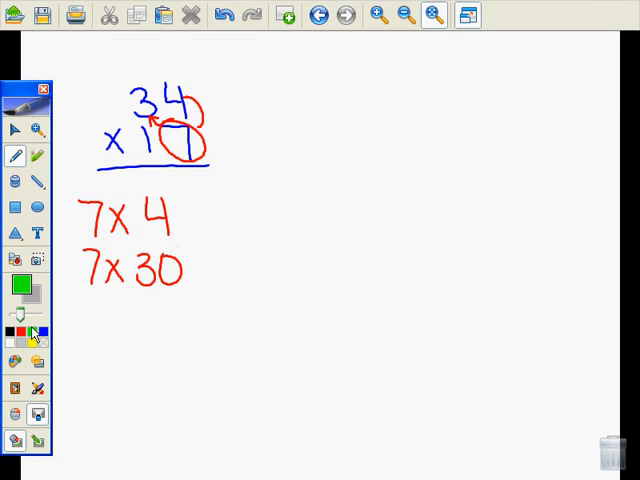And then we're going to do the exact same thing with our tens place in our bottom number. We're going to multiply that by our 4 and by our 3. So now instead of just having 1, we have 10 times 4 and 10 times 30.